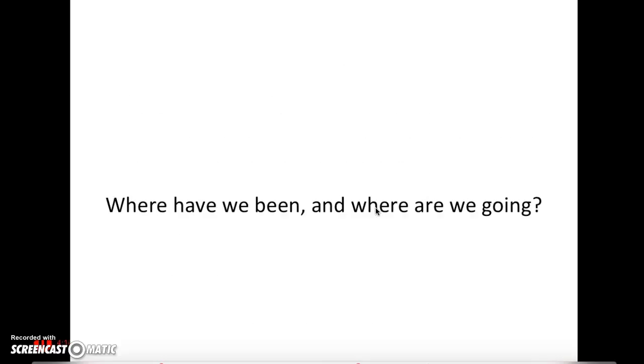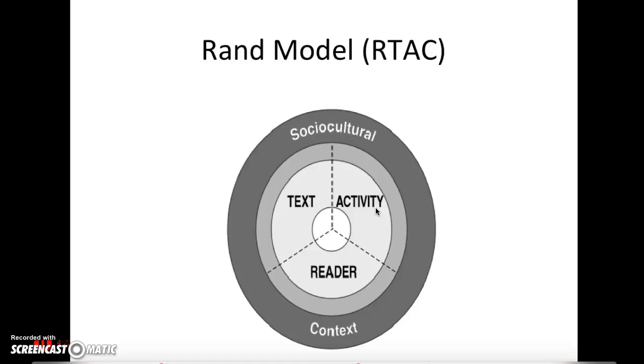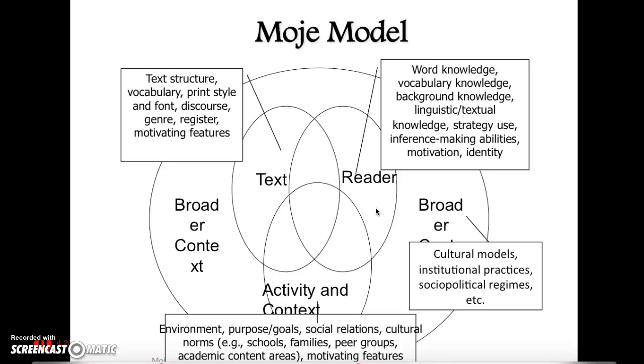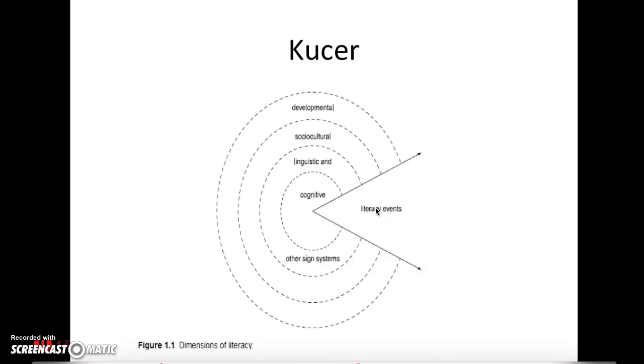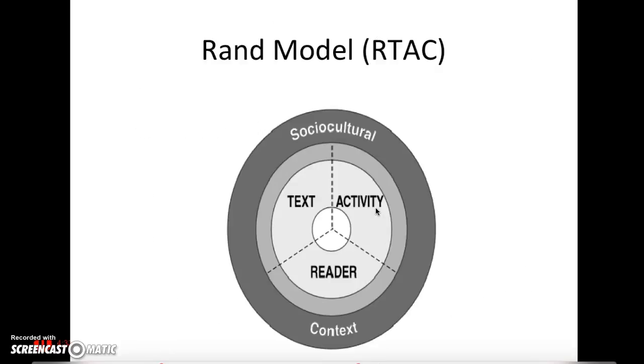All right, I want to do a wrap up of the work we've done this semester to sort of lead you into the final. So let me pose the question: where have we been and where are we going? You remember that we started with three models, the RAND RTAC model, the MOJI model, and Kuser. So let's start with RAND.